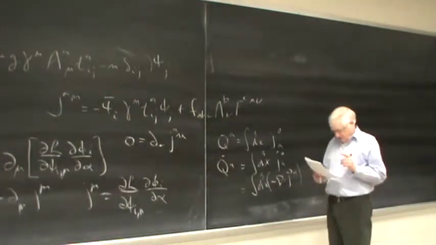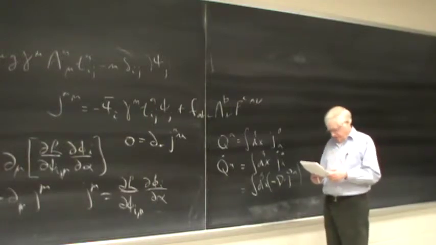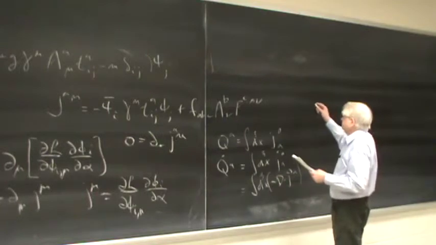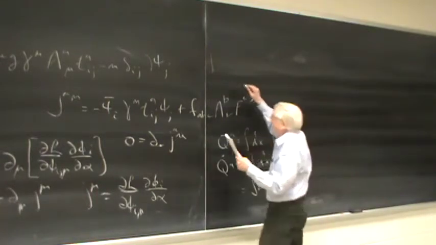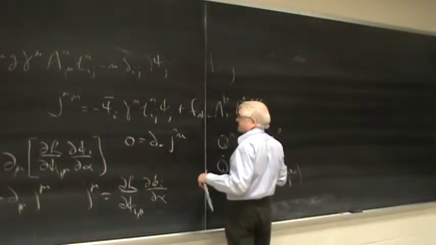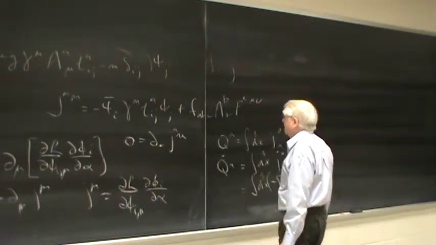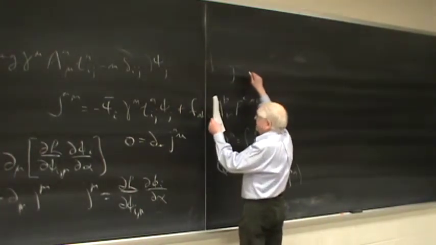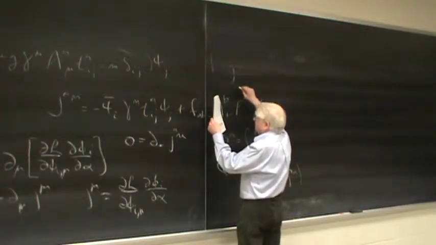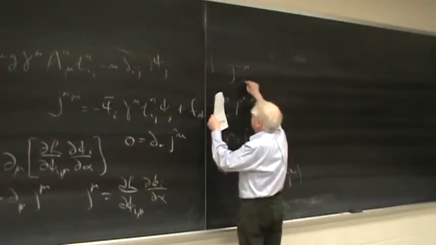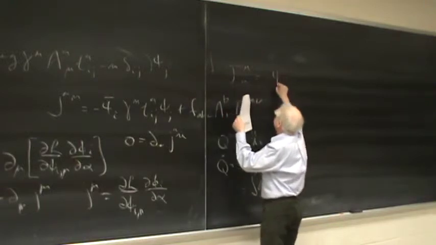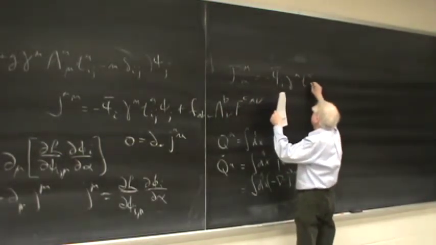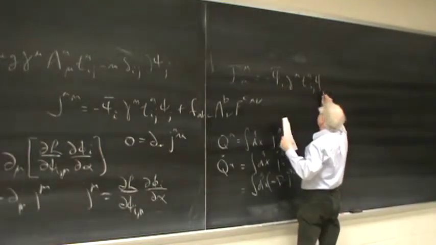So that's one current. Now there is another current, and the other current is the current that you could make out of the quarks. So let's see, I don't want to use the same letter J, so let me use a capital J. J mu A is minus psi bar I gamma mu T A I J psi j.